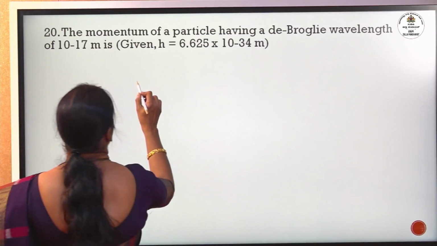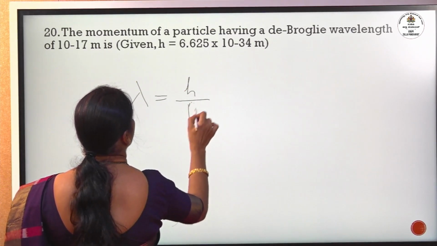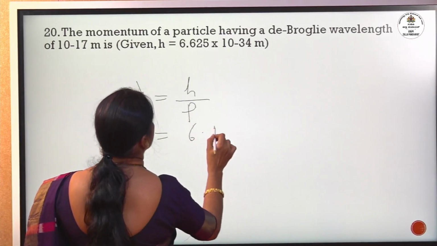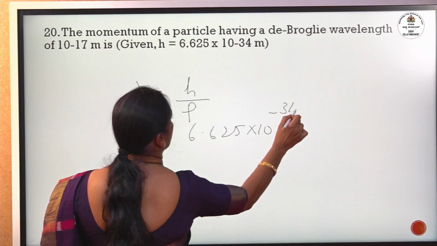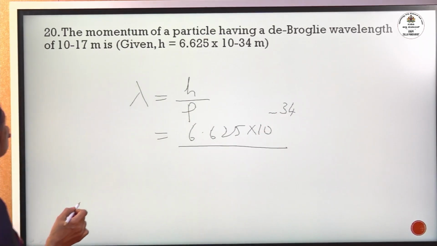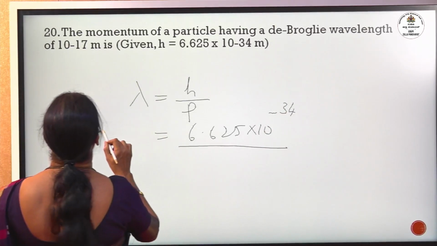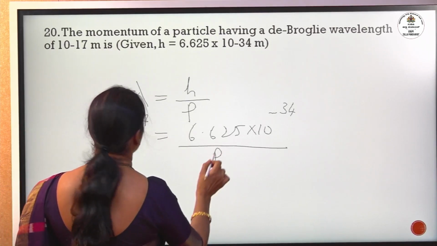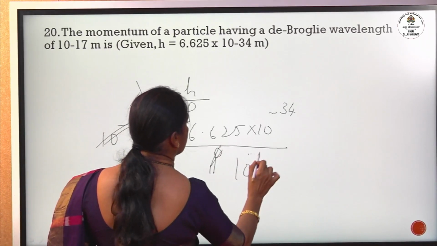So the de Broglie equation is lambda is equal to h by p. Now h is given as 6.625 into 10 to the power minus 34. Wavelength is given, 10 to the power minus 17. P is to be calculated. We will just write P here, and 10 to the power minus 17 here.